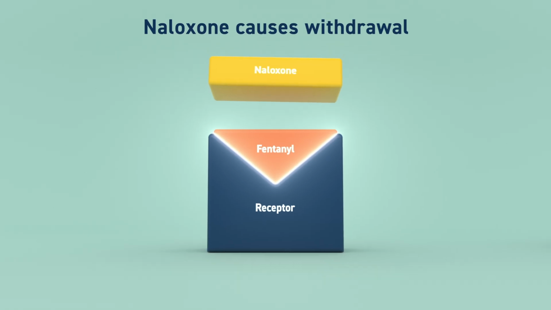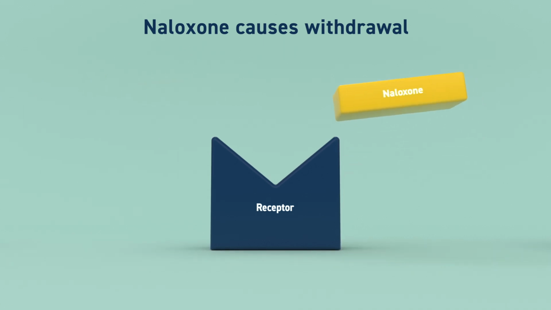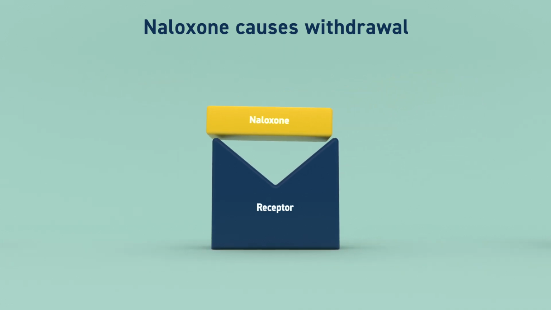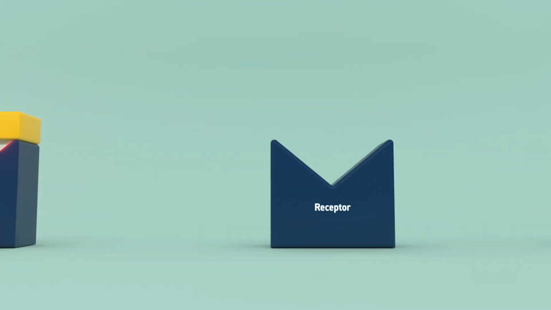Naloxone causes precipitated withdrawal because it's a mu receptor opioid antagonist. It kicks opioids off the receptor and doesn't replace them. That leaves the patient with a sudden drop in opioid signaling, which then initiates withdrawal.